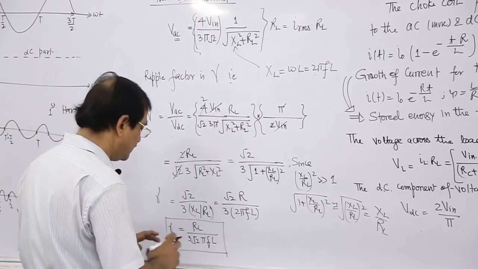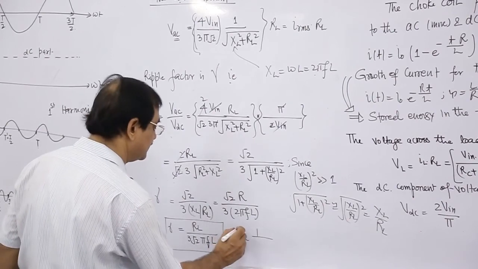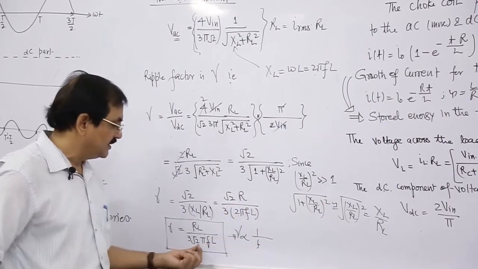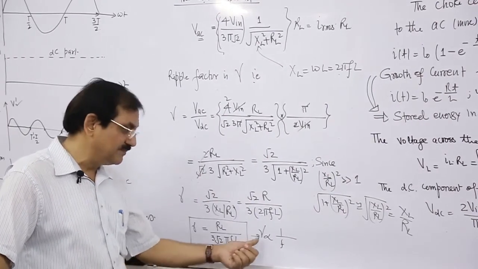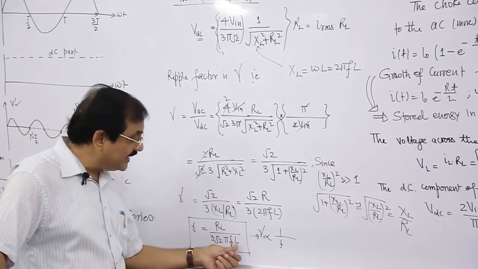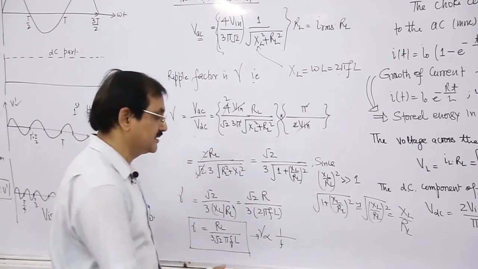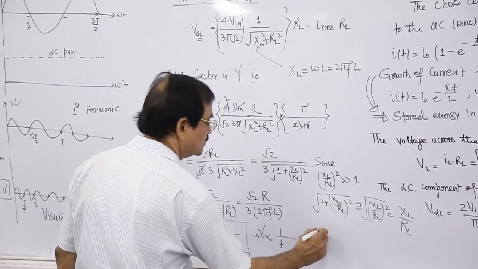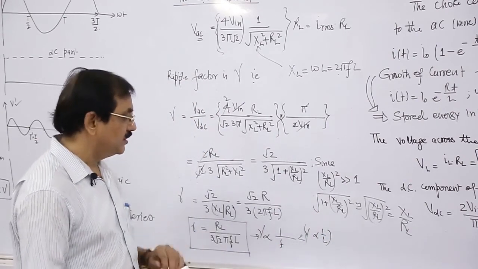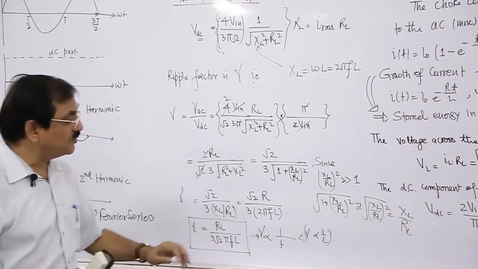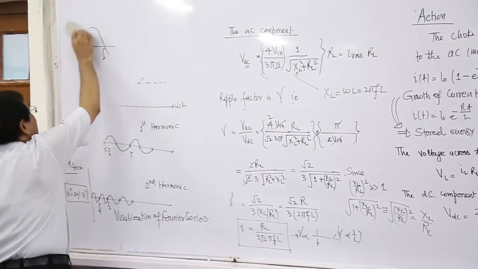So what we find is this gamma is inversely proportional to frequency. If the input frequency increases from 50 to 60 hertz, the ripple factor will decrease. If L is increased, the ripple factor will decrease, and this gamma is proportional to 1 by L. This is how to control the ripple in the filter circuit.